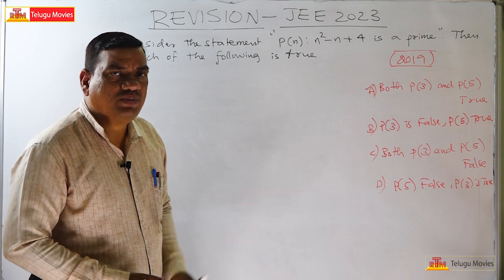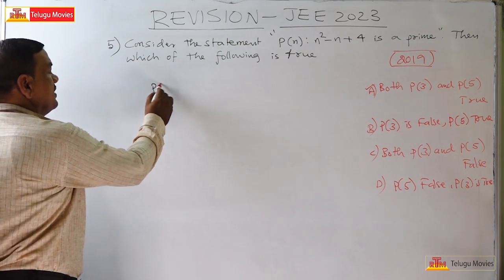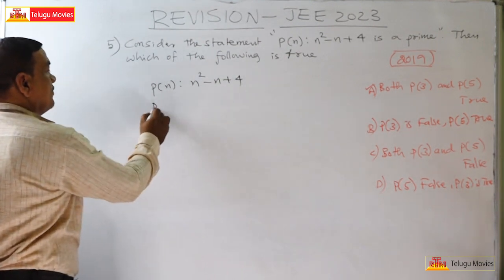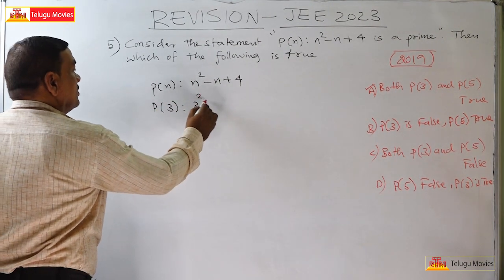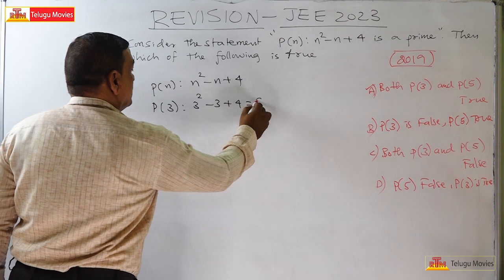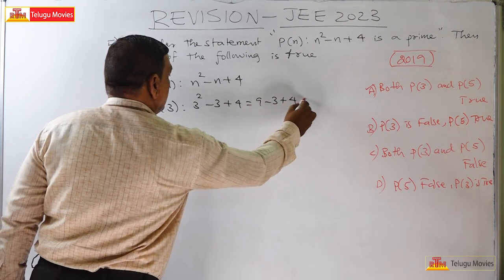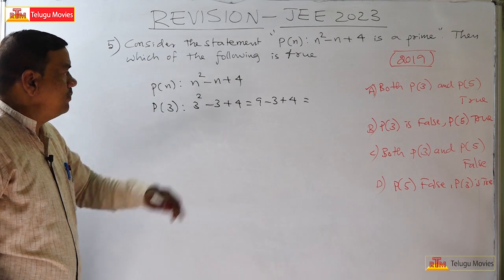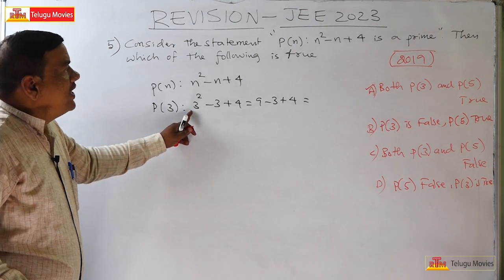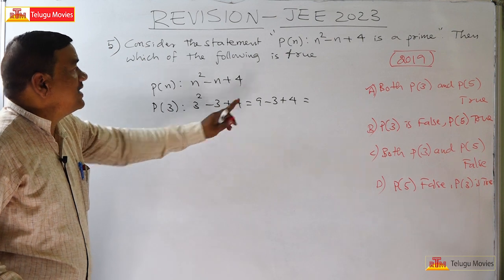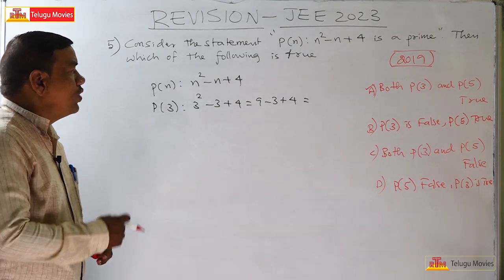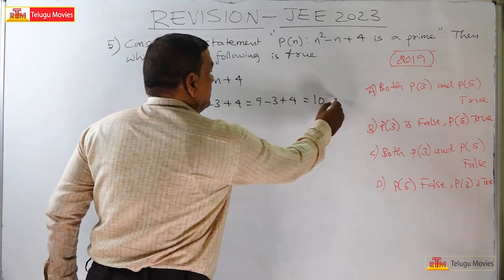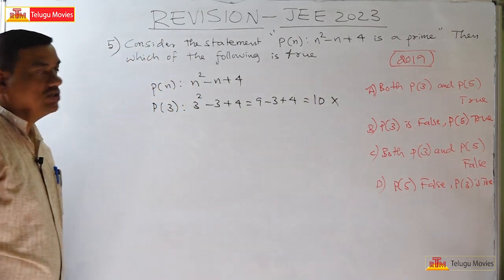First find out what P(3) and P(5) are. It is given that P(n) is n^2 minus n plus 4. Therefore P(3) is 3^2 minus 3 plus 4. 3^2 is 9, 9 minus 3 is 6, 6 plus 4 is 10. 10 is not a prime number.